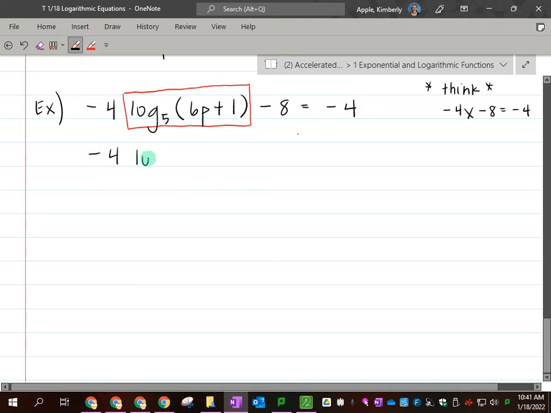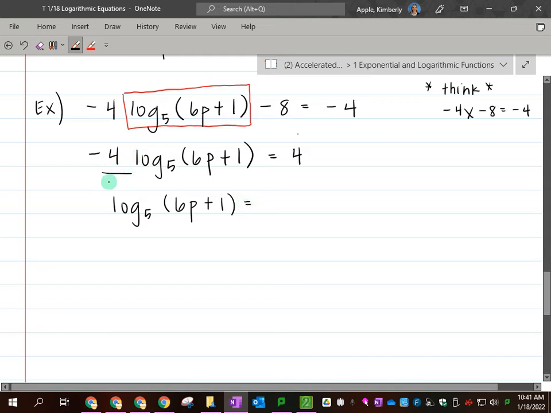I'm going to have -4 log base 5 of 6p plus 1. Add 8 to both sides, and this is going to be +4. Now we can divide by 4, because there's no addition or subtraction to be done, so I'll have log base 5 of 6p plus 1 equals, just divide by -4, and divide by -4, and I'll have -1. So that looks much better.